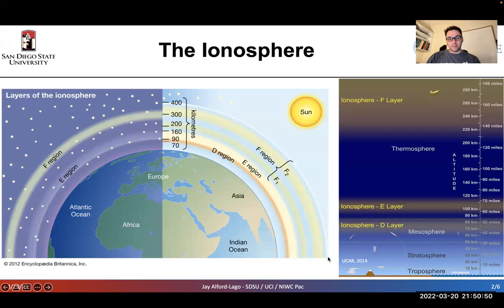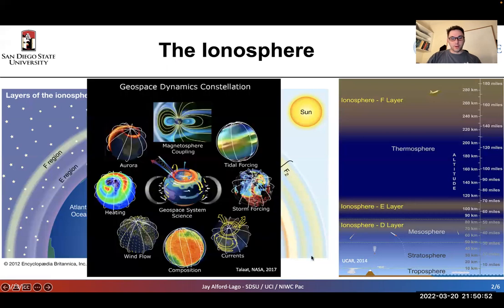Now, the physics of the dynamics of the ionosphere are very complex and very difficult to model because the ionosphere is coupled into a larger space weather system that includes the magnetosphere, tidal and storm forcing from the lower troposphere, composition of the neutral atmosphere, and all of this together produces this highly complex magnetohydrodynamic system that from a physics-based perspective can be very difficult to simulate numerically.